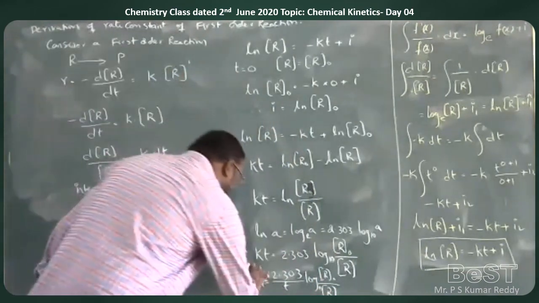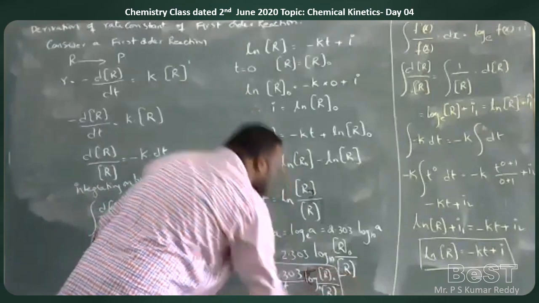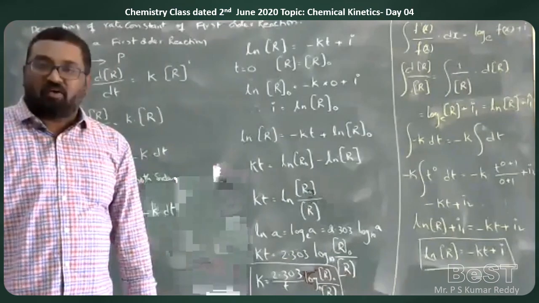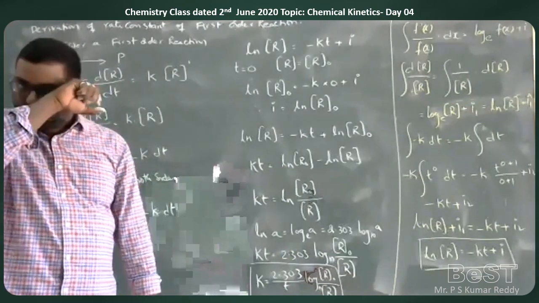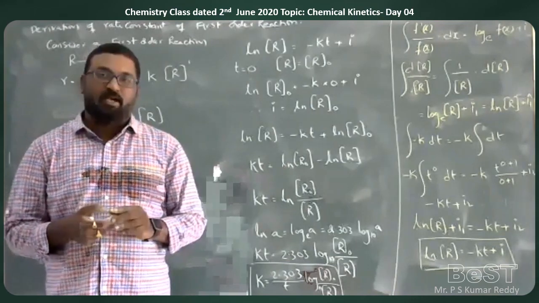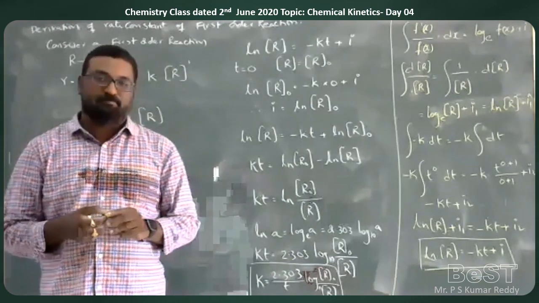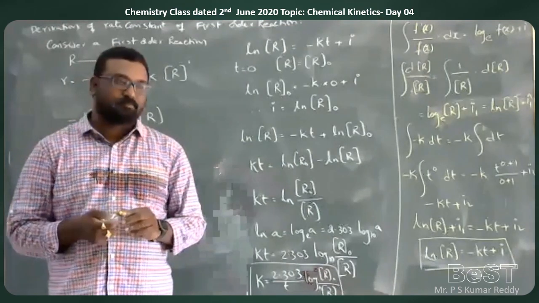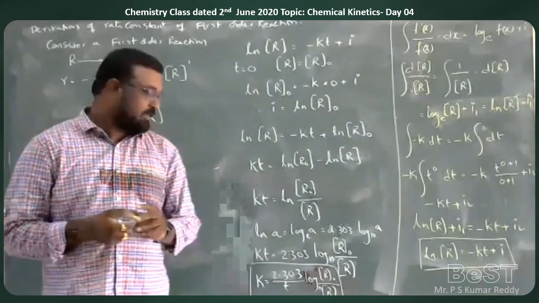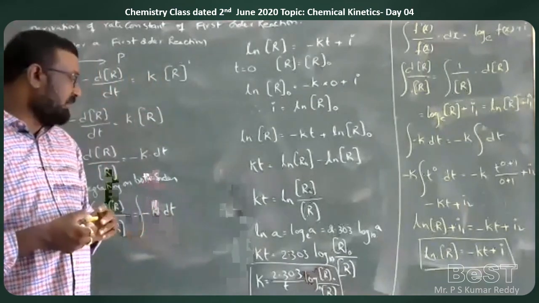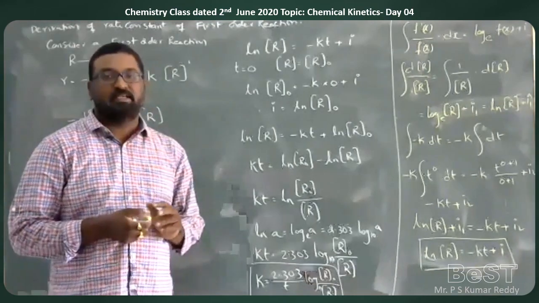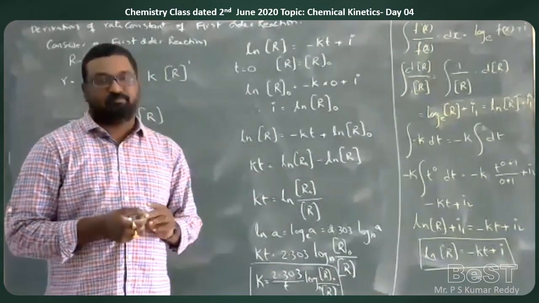So this equation is called the equation for the rate constant of a first order reaction. K is equal to 2.303 by t log of R naught by R to the base 10. That is called the rate constant of a first order reaction.